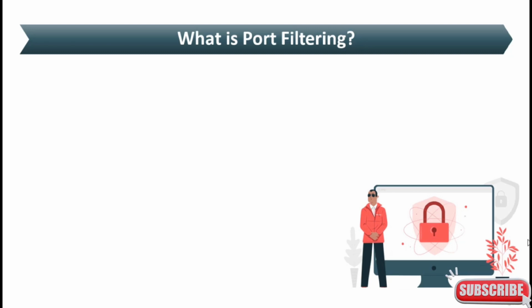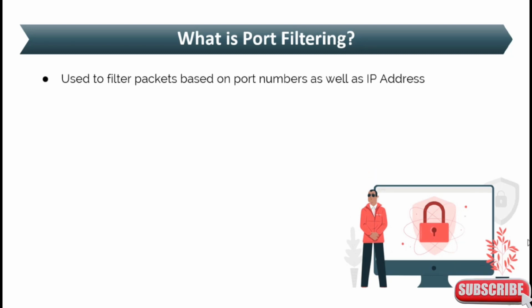Now the next thing is port filtering. Access control lists can also be used to filter based on port numbers as well as the IP address. In fact, most firewalls by default only allow open ports that we specify. This is another version of the implicit deny, that is, anything not specifically allowed is denied.